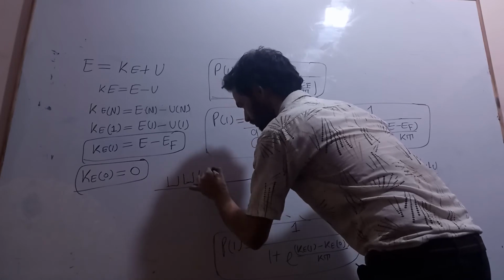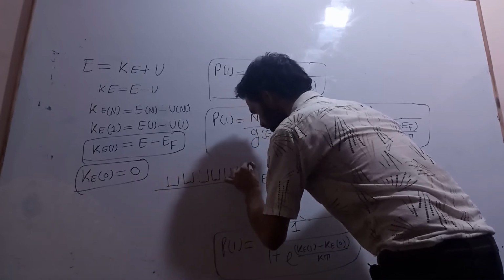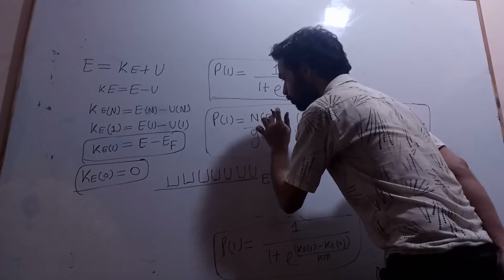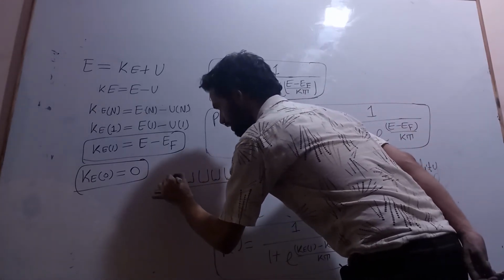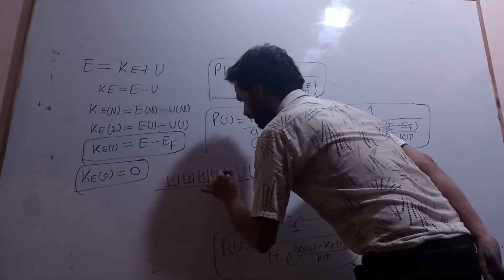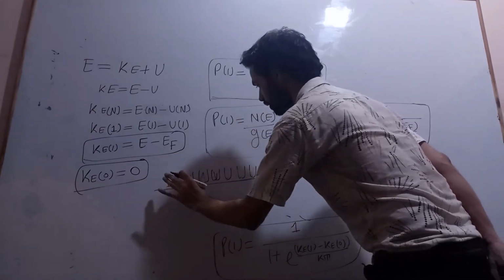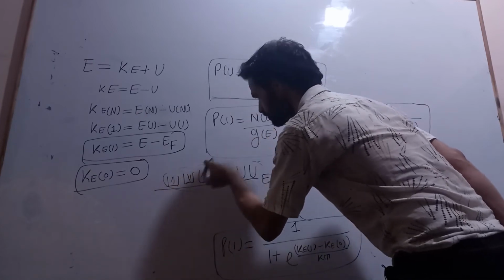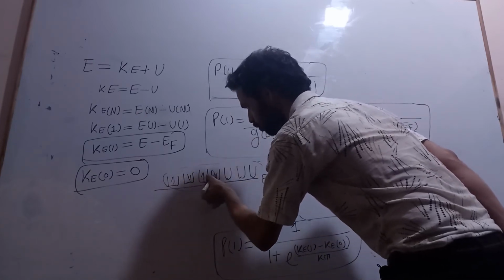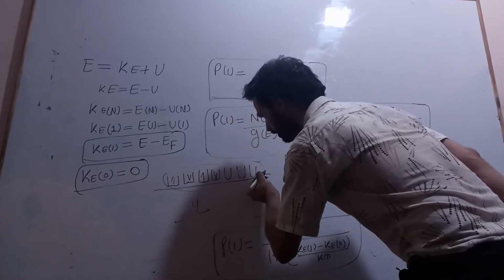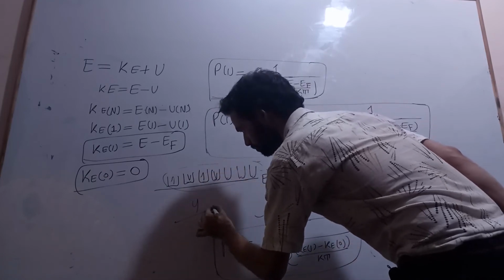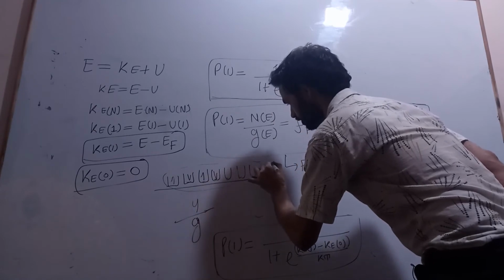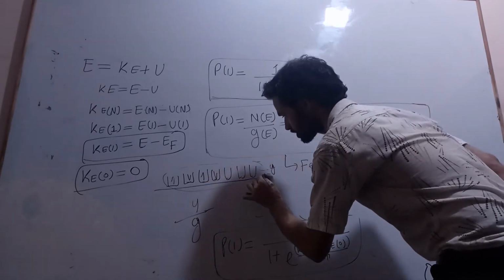N of E is representing the number of quantum states that are occupied by electrons, out of the total number of quantum states. Like here, how many quantum states are occupied? 1, 2, 3, 4. Means 4 divided by the total, which is G, the total number of quantum states in energy level E.